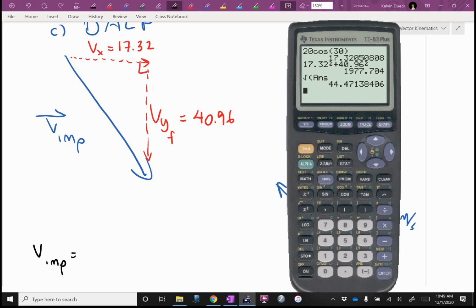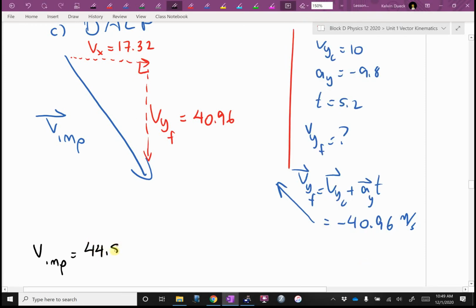Now I'll round off to 3 sig figs. 44.5 meters per second at, where's the theta going to go? Top left or bottom right? Where the vector is coming from, always. So, top left.